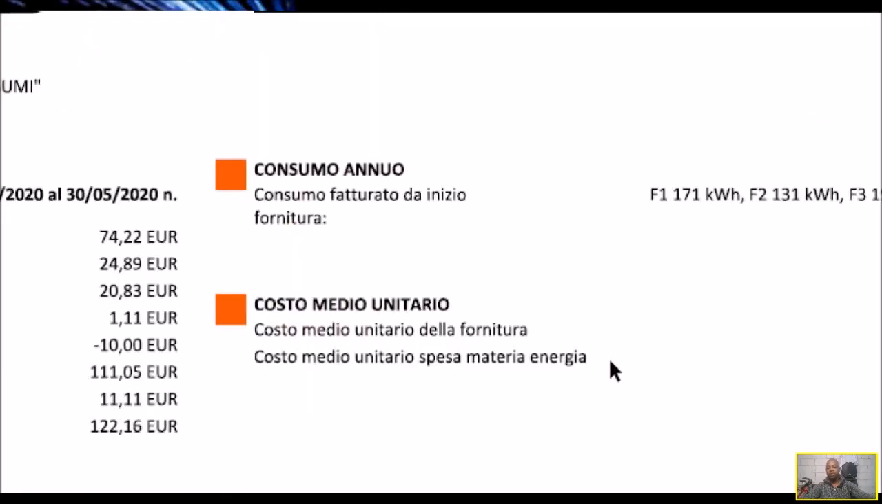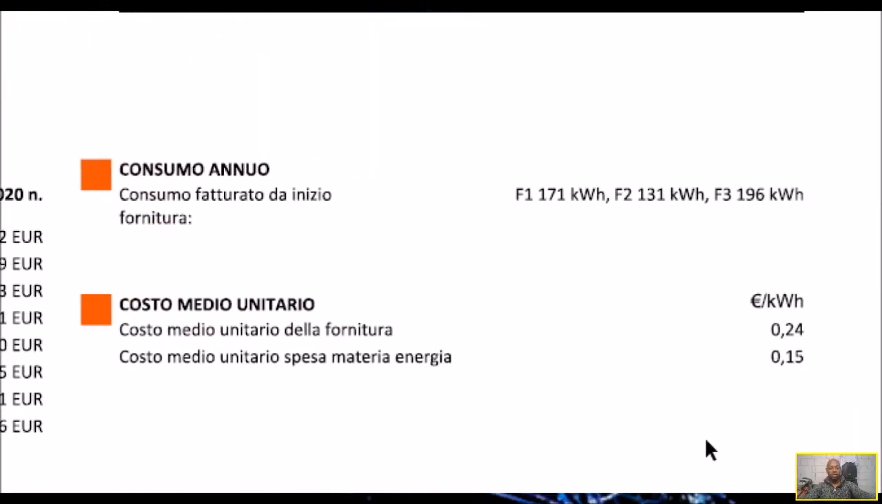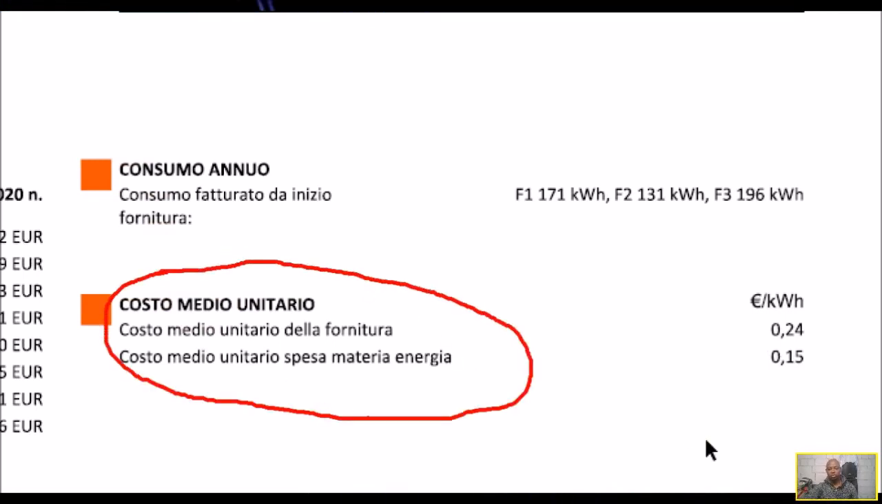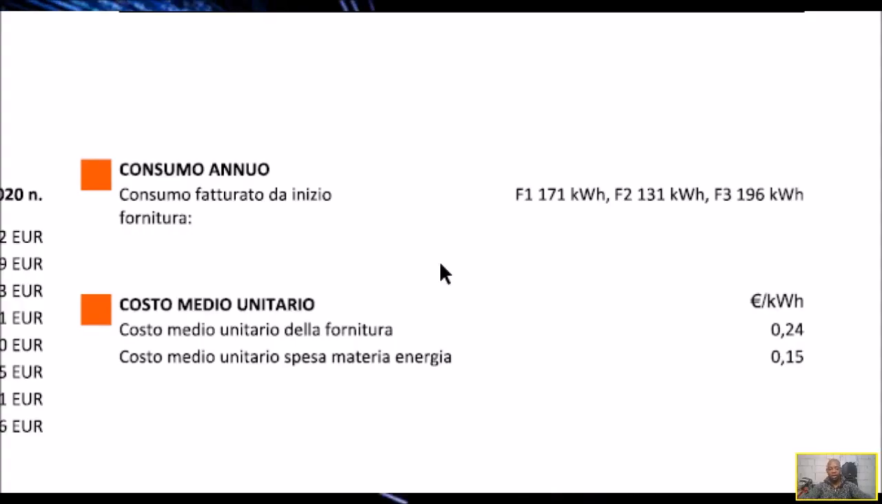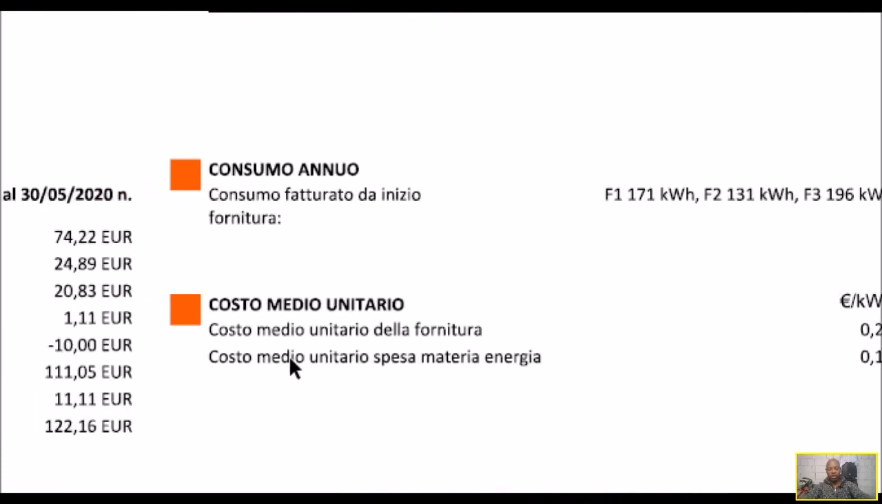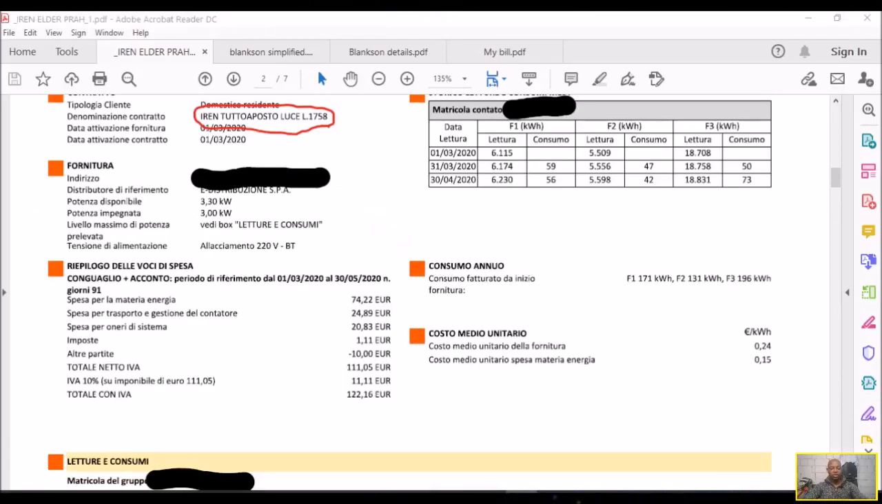When you see something which tells you costo medio unitario, and then costo medio unitario spesa materia energia, these figures you see here are actually not telling you how much you are paying per kilowatt hour. No, this is telling you how much you are paying after everything has been calculated. Then they do the costo medio. So after they have calculated all these figures, they are telling you that the costo medio is around these figures.